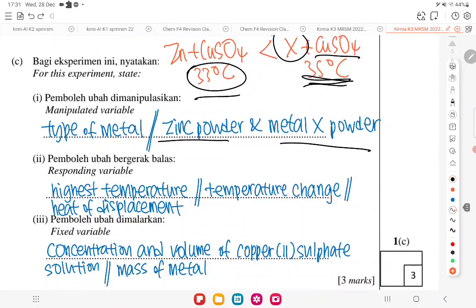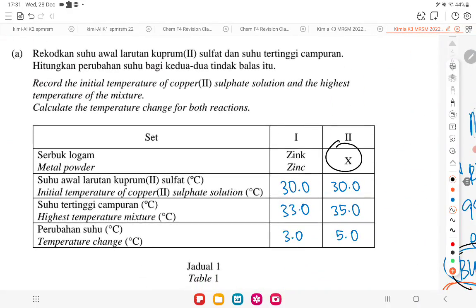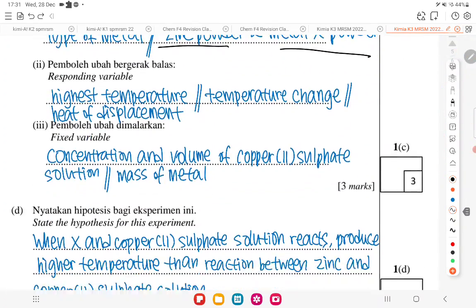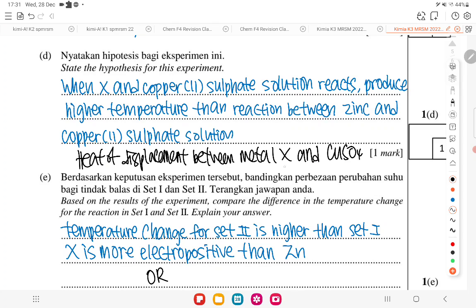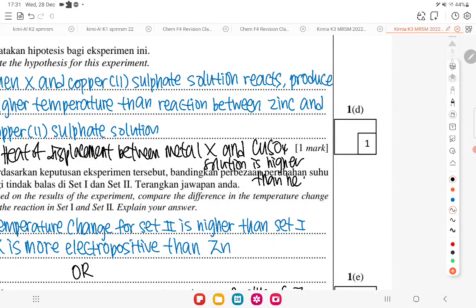So you also can write, the heat of displacement for X and copper(II) sulfate solution is higher than the heat of displacement between zinc and copper(II) sulfate. At least you relate the manipulated variable and also the responding variable, which is the heat of displacement. So you can write: heat of displacement between metal X and copper sulfate solution is higher than heat of displacement between zinc and copper sulfate solution.